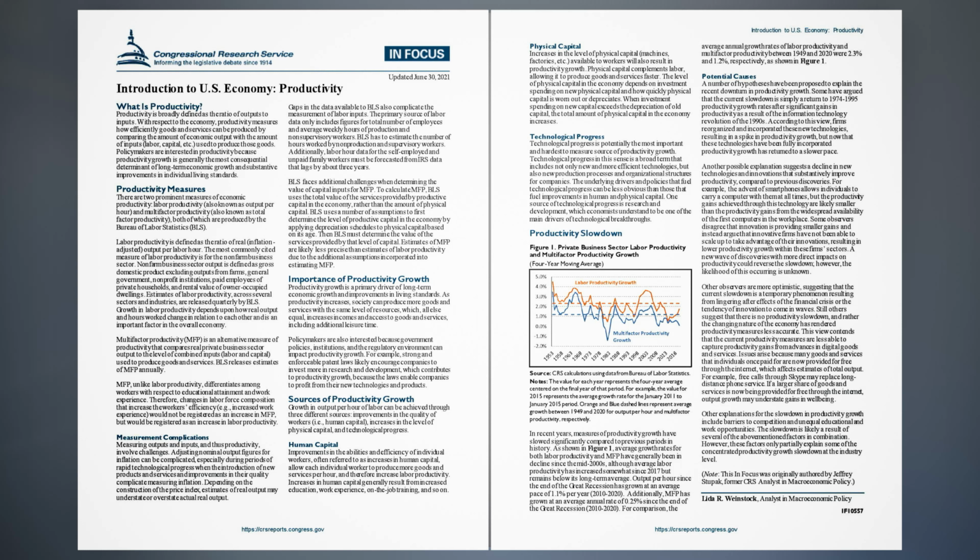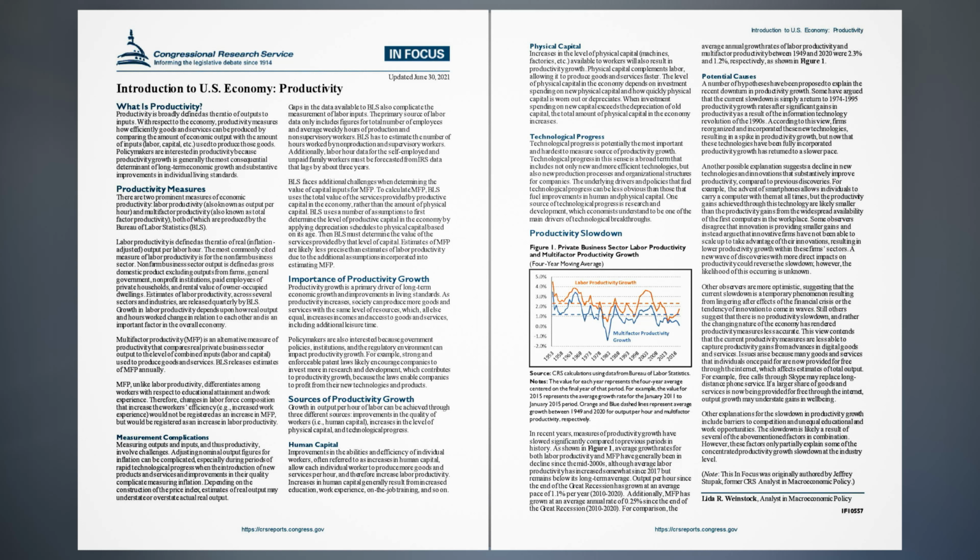Output per hour since the end of the Great Recession has grown at an average pace of 1.1% per year, 2010 to 2020. Additionally, MFP has grown at an average annual rate of 0.25% since the end of the Great Recession, 2010 to 2020. For comparison, the average annual growth rates of labor productivity and multi-factor productivity between 1949 and 2020 were 2.3% and 1.2%, respectively, as shown in Figure 1.